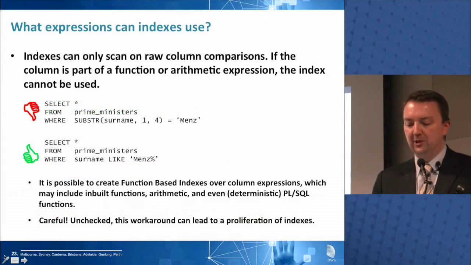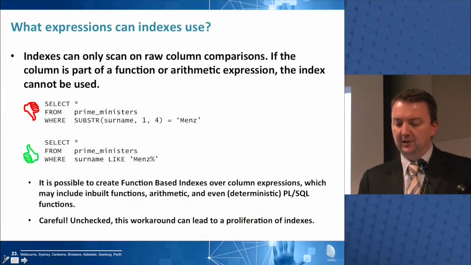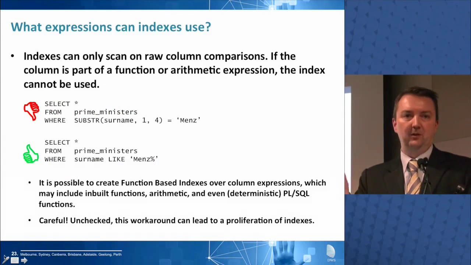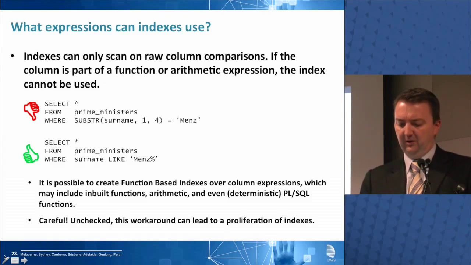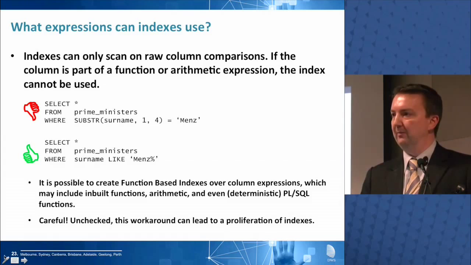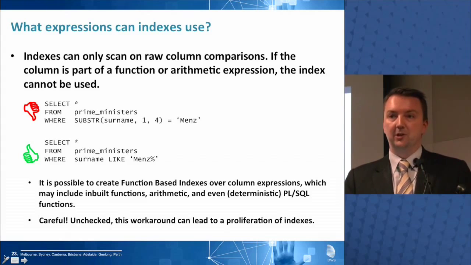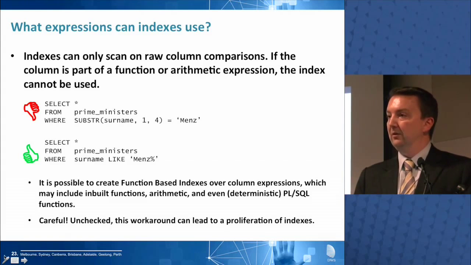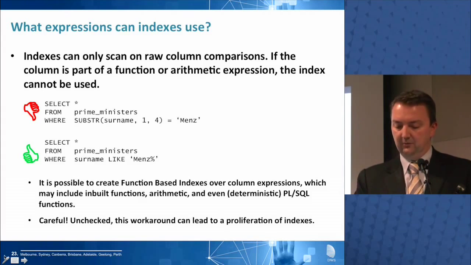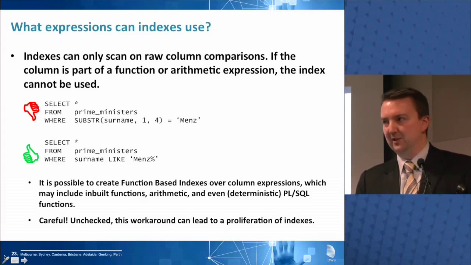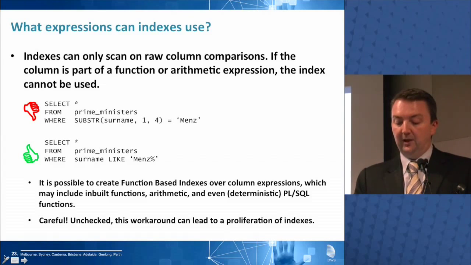All right, what expressions can use indexes? The things that we've looked at so far, we've indexed the surname, and then we've done queries on surname. What if we did a query on a substring of surname, put the surname in a function? That's not going to use the index. Some expressions can be re-expressed by changing around the syntax in a way that can use an index. We're looking for surnames where the first four characters are M-E-N-Z. Menzies, really, aren't we? Another way of expressing that is where surname is like 'MENZ%'. That will use an index, but the substring won't.